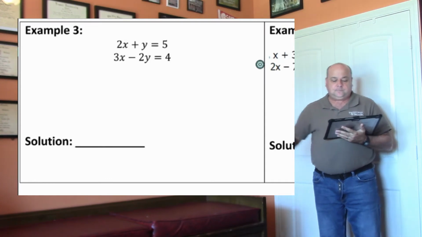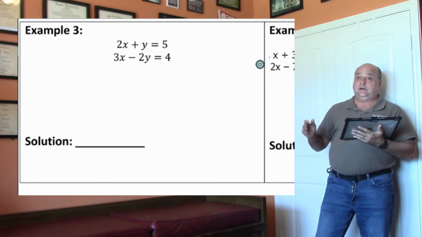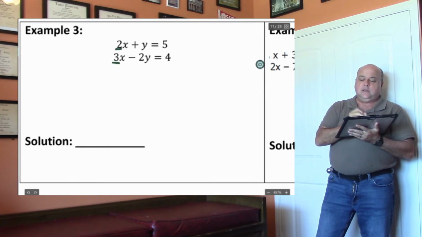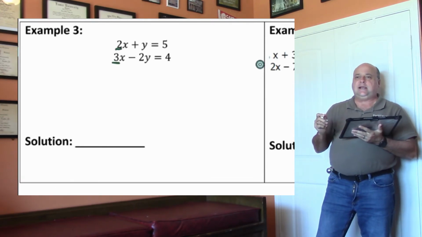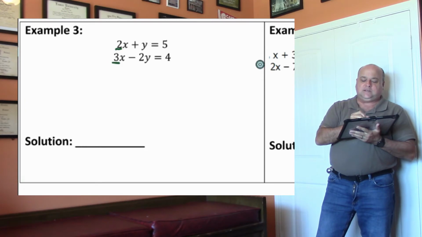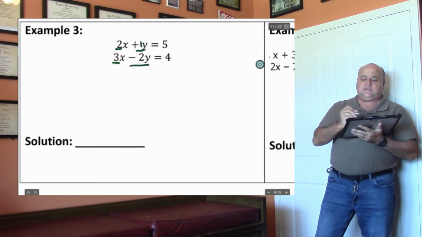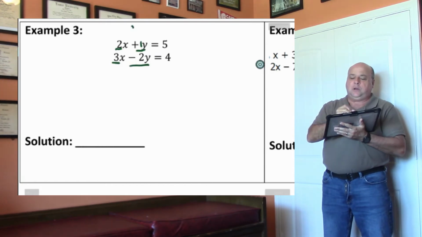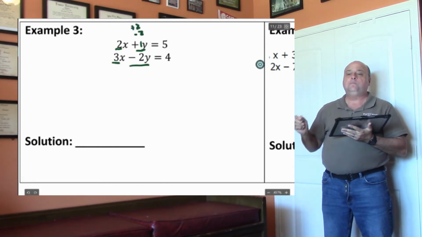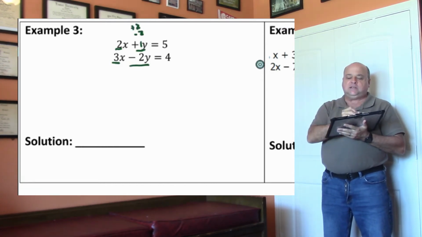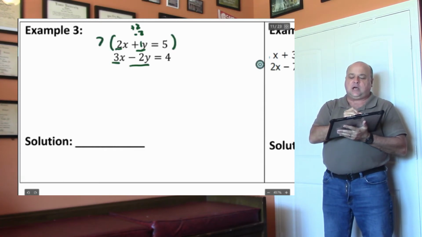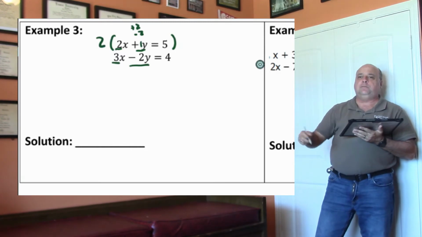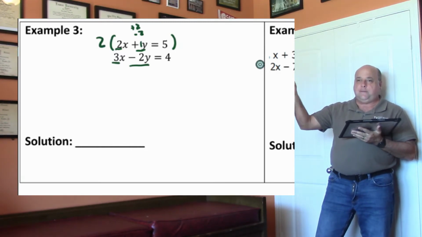Okay. This is pretty tough because you're going to have to multiply here. Look at the first one. Look at your x's. 2 doesn't go into 3, does it? I can't get an opposite there, but look at your y's. This is a +1 and this is a -2. The opposite of this would be a +2 and a -2, wouldn't it? So I can make my y's opposite, but I have to multiply that top equation by 2. So if I multiply the top equation by 2, the y's become opposite.